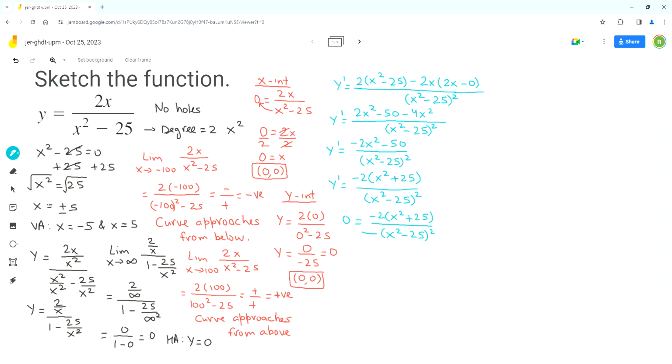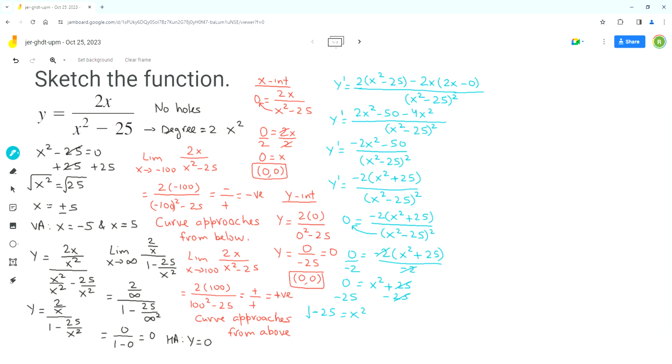So we can cross multiply the denominator. So we get 0 equals negative 2 times (x squared plus 25). Now we can divide both sides by negative 2. So the negative 2 on the right side will get cancelled out. So we get 0 equals x squared plus 25. Now we can subtract 25 from both sides. So the 25's on the right side get cancelled out. So we get negative 25 equals x squared.